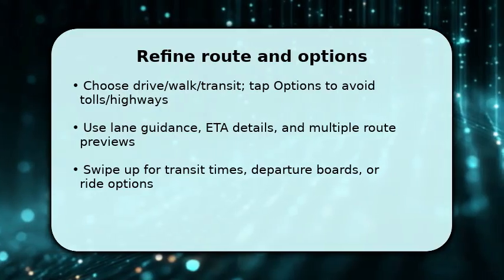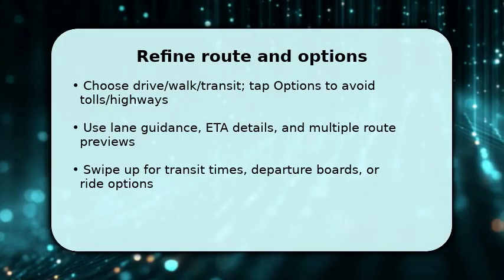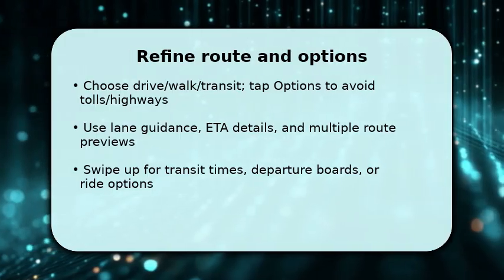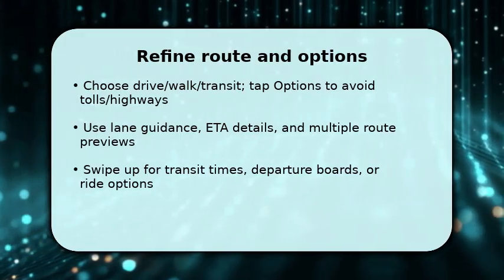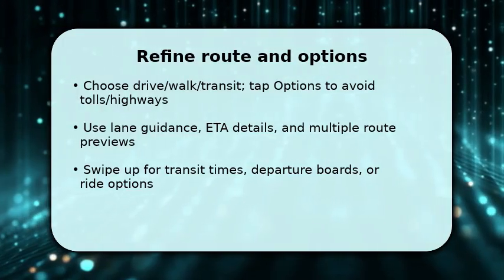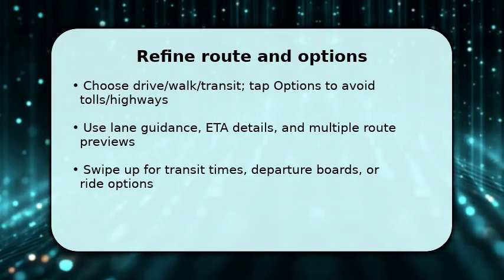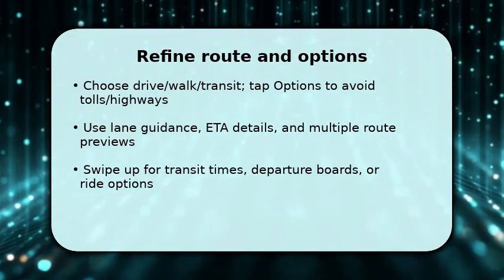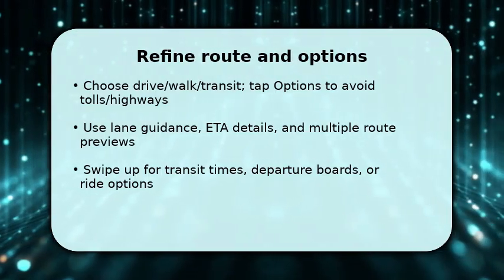Once you pick a route, look at lane guidance and step-by-step ETA details. These reduce last-minute lane changes. If using transit, swipe up for schedules, transfer info, and platform hints. You can also add stops or reorder waypoints. Doing so keeps your trip efficient and predictable.